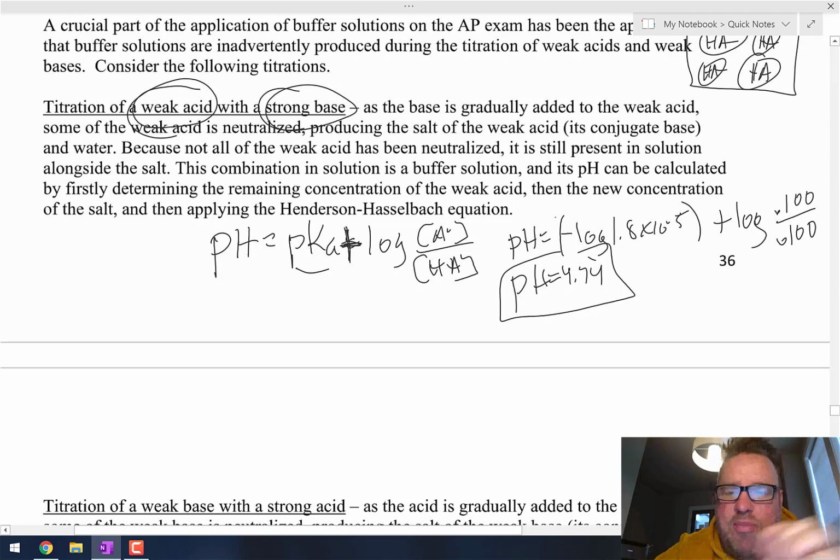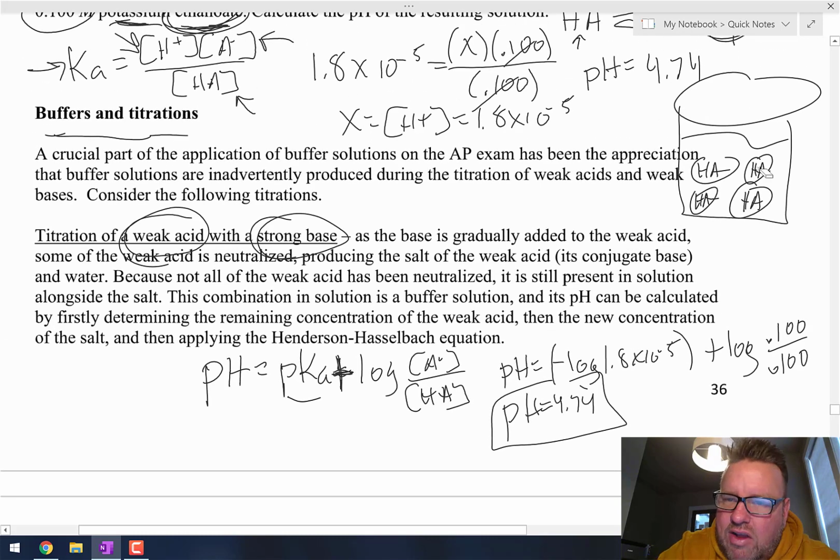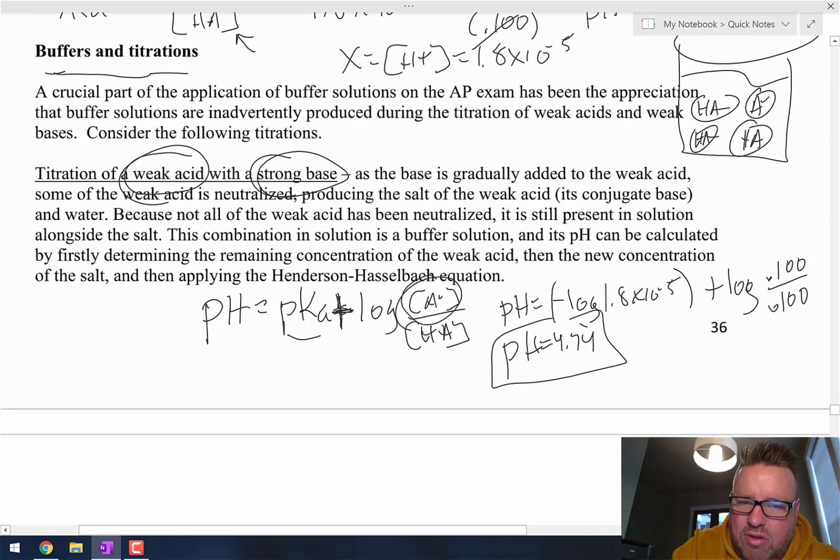So at any point during that titration, you can use the Henderson-Hasselbalch equation to find the pH of the solution. If you've just added a little bit of base, let's say, and now you've got a little bit of A minus, you're going to have a little bit of this and still mostly this, which means the log of that number is going to be a negative number because your fraction is going to be less than 1, which means the pH is going to be less than the pKa. We've already talked about that.